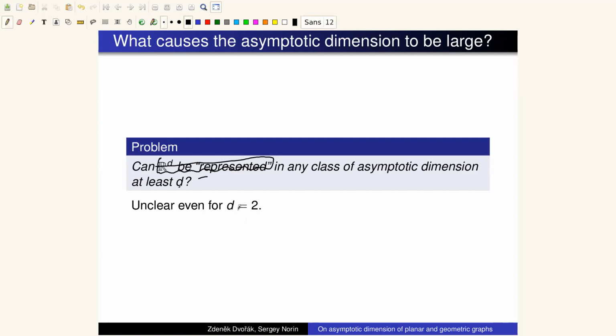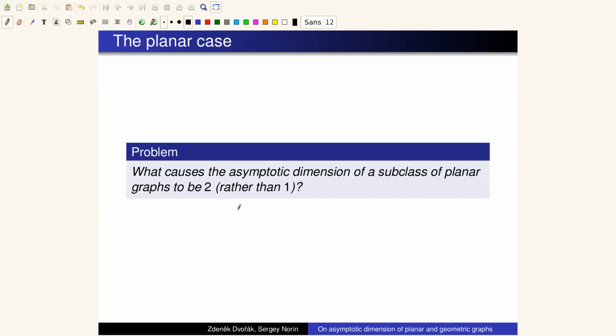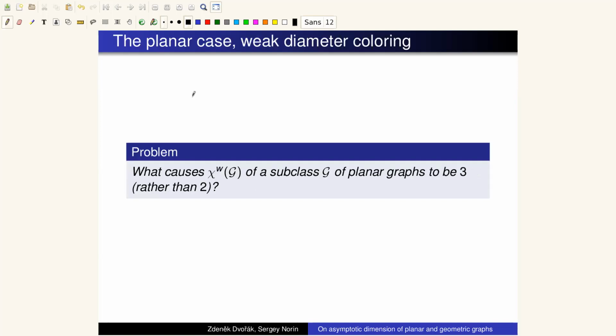So you can try to simplify things, to think about what causes the asymptotic dimension of some subclass of planar graphs. Which subclasses of planar graphs have asymptotic dimension 1, which have dimension 2, which are kind of full dimensional within the planar graphs. That still seems like a fairly complicated question.